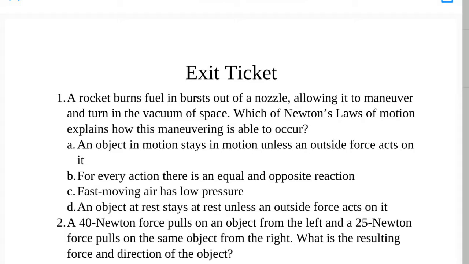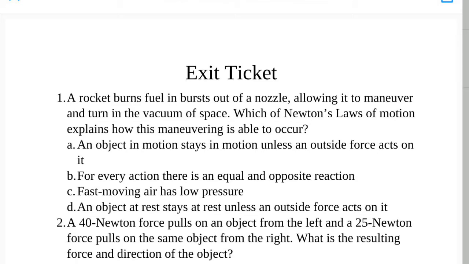Now that you've completed your worksheet and double-checked your answers, you will then click the link in the description box labeled Exit Ticket. The exit ticket will read, question number 1, a rocket burns fuel and bursts out of a nozzle, allowing it to maneuver and turn in the vacuum of space. Which of Newton's laws of motion explains how this maneuvering is able to occur? Option number A, an object in motion stays in motion unless an outside force acts on it. Option number B, for every action there is an equal and opposite reaction. Option number C, fast-moving air has low pressure. Or option number D, an object at rest stays at rest unless an outside force acts on it.